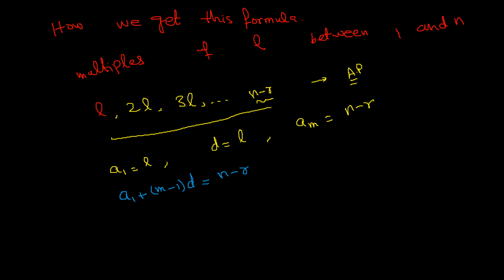So by plugging in the values, A1 is L, M is unknown to us, minus 1, and D is L, equal to n minus r. We need to find that M. So L minus L will cancel out, and we get LM equals n minus r. So M will be equal to (n minus r) over L. By using this formula, we can easily find the number of multiples of any number between 1 and n. Thanks.